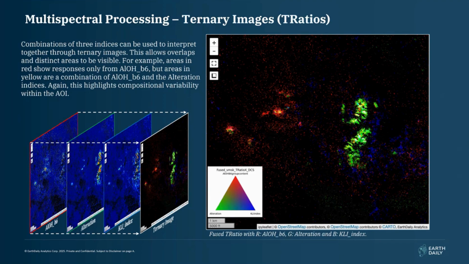So how can we look at that in a bit more detail? We can actually make what's called a ternary image. You can see here in this diagram I've put together that we can combine 3 of those indices that we just showed in a single output. And that allows us to interpret these in correlation with each other. So you can start to see those areas in red where just the ALOH band 6 is. We can see the areas in green where just the alteration is. Areas in yellow where we have a combination of those, red plus green looking yellow in this color plot, and then those areas in blue where we maybe just see that KLI index.